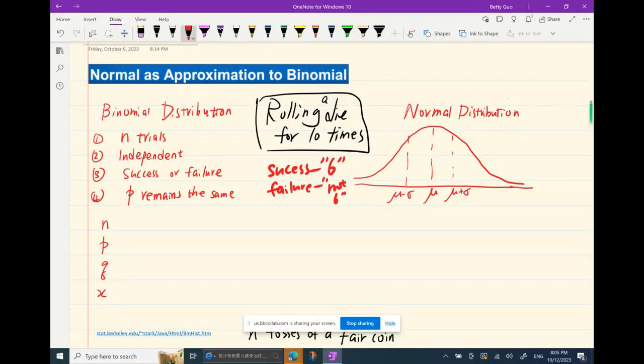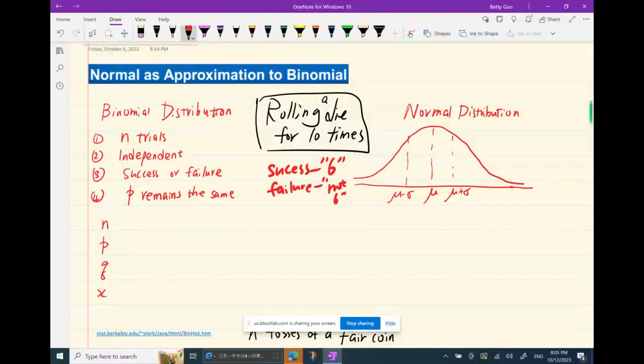The last condition requires the probability of success remains the same for all the n trials. In our case, the probability of getting number 6 each time we roll the die remains the same. Every time we roll the die, the probability of getting number 6 is 1 over 6. So if all 4 conditions are satisfied, the procedure corresponds to a binomial distribution.